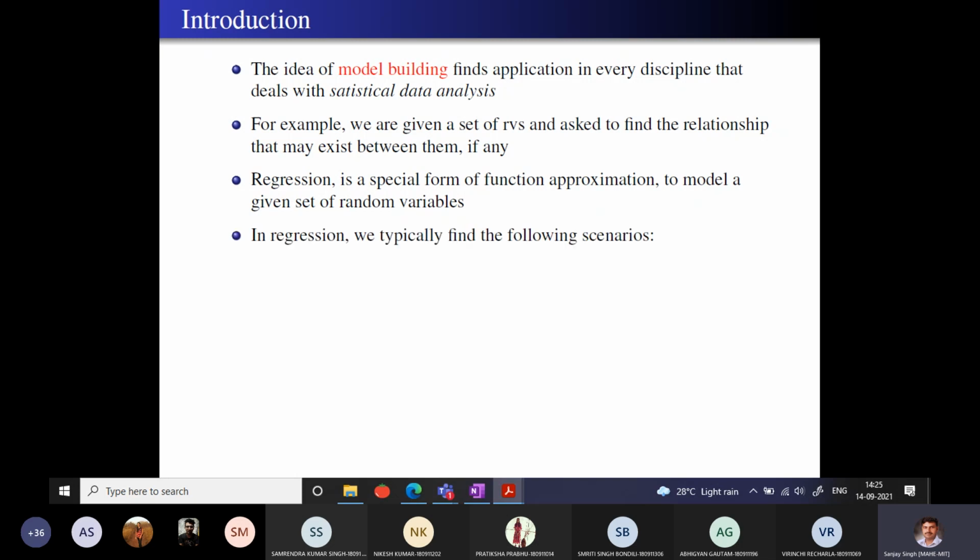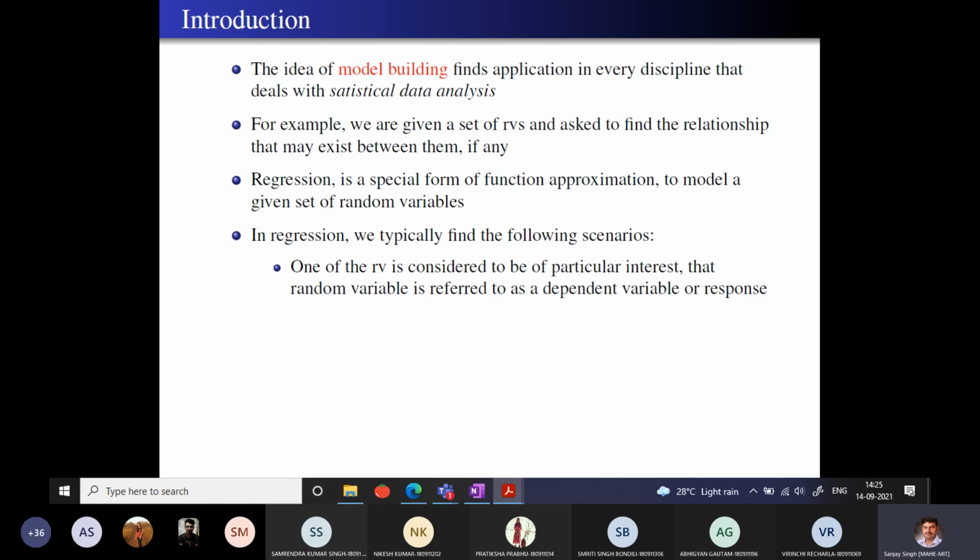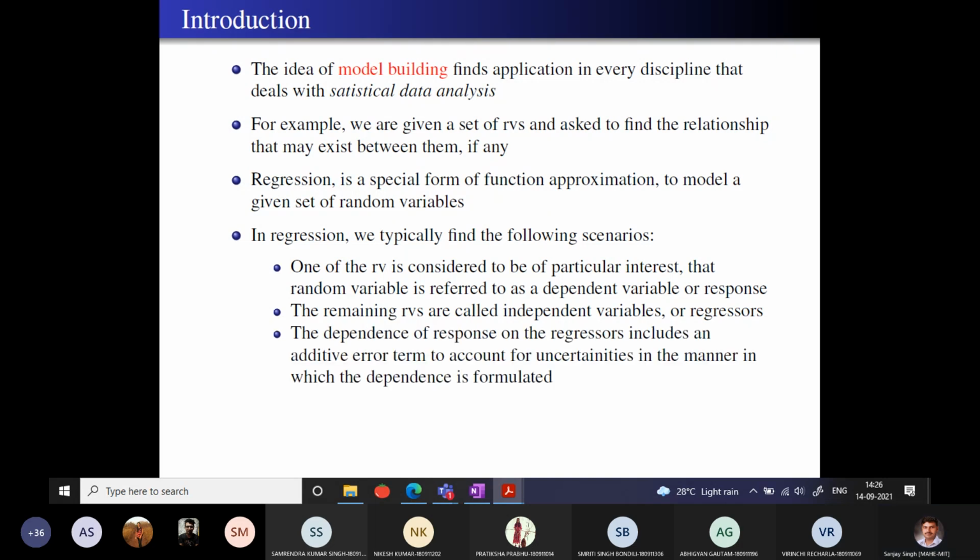And in regression, we typically find the following scenarios. One of the random variables is considered to be of particular interest. That random variable is referred to as a dependent variable or response, or what we call the desired output, or sometimes the target. The remaining random variables are called independent variables, or statistically, people call them regressors in regression analysis.